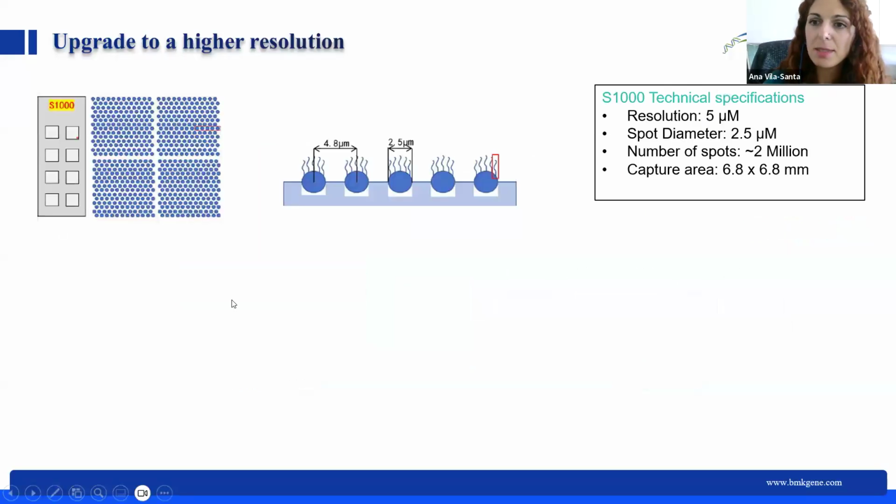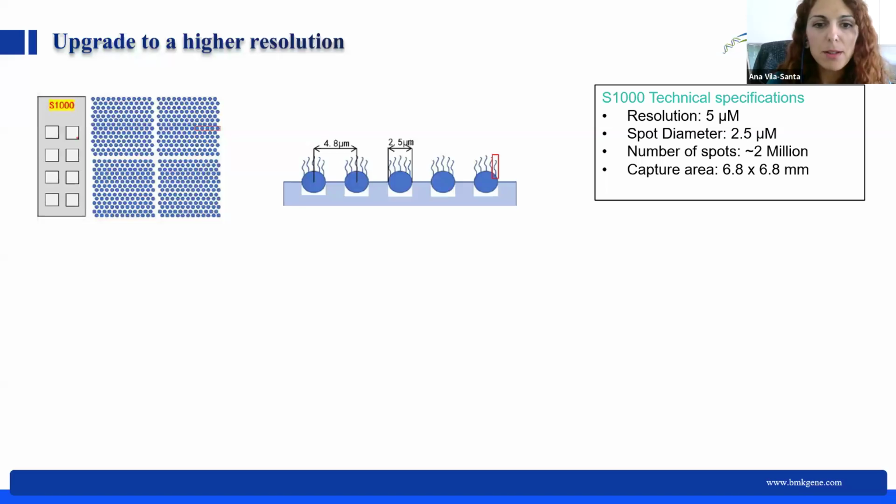So as I said, this BMK chip was developed in-house. We started with the S1000 chip. This chip has 2 million spots, and the diameter of each spot is 2.5 micrometers. Then we also have a distance between the two spots, which is around 5 micrometers. And this distance is called the resolution of the technique. So it's the minimum distance where we can distinguish two different points.